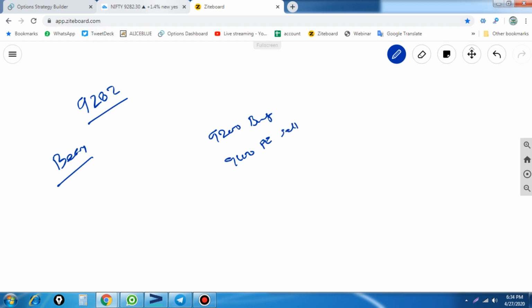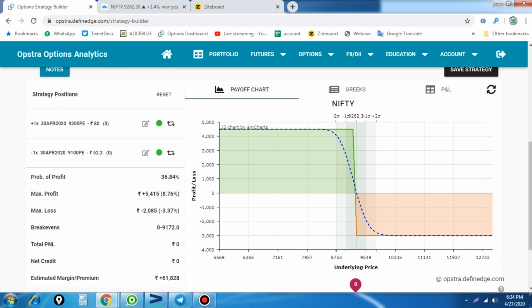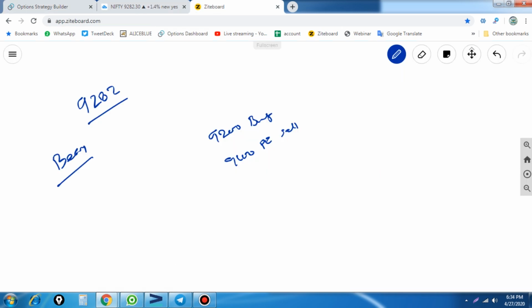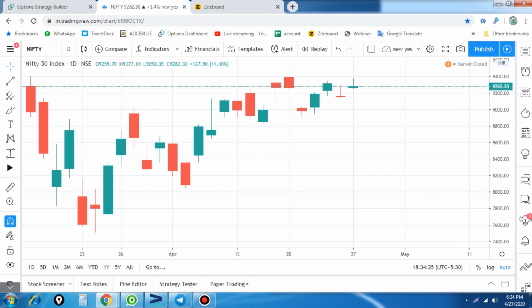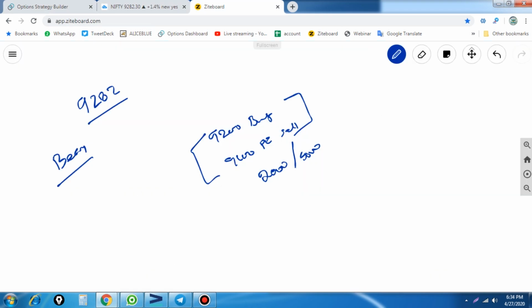Whenever the market goes down below 9,172, this time you are going to get the maximum profit of 4,500. The risk reward ratio for this strategy gives you 2,000 rupees risk and a reward of 5,000 plus. Another strategy we can do is with higher strike prices, 9,200 and 9,300. Both are puts, one we buy and the other we sell. Here I'm going to take the risk of 3,000 to get 4,500 profit.